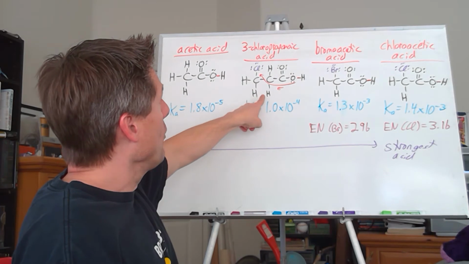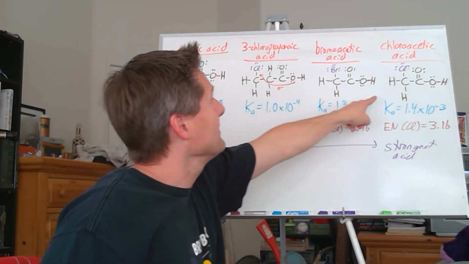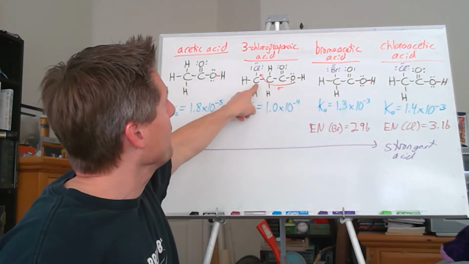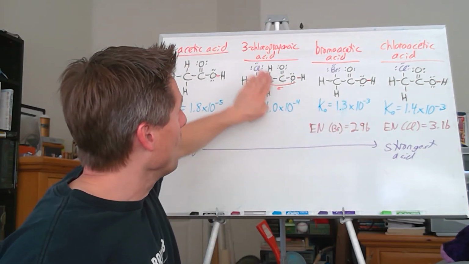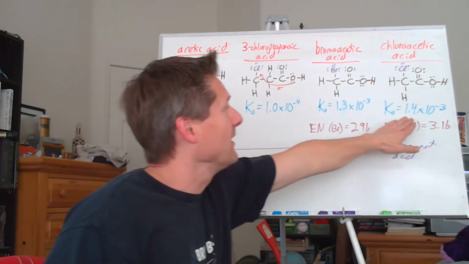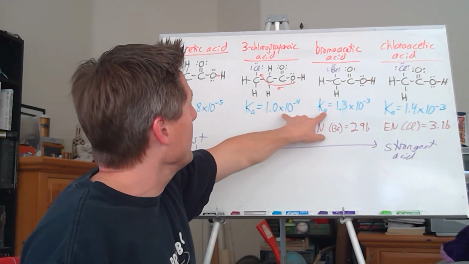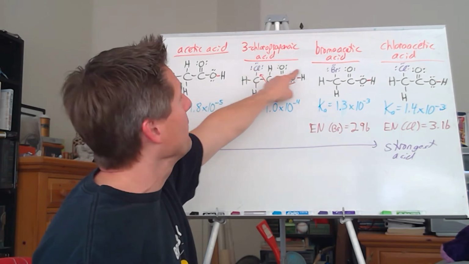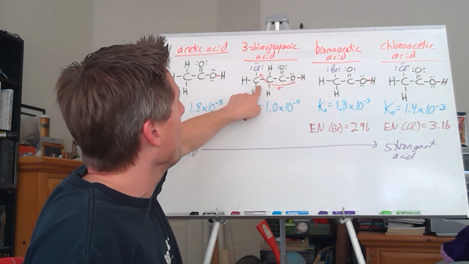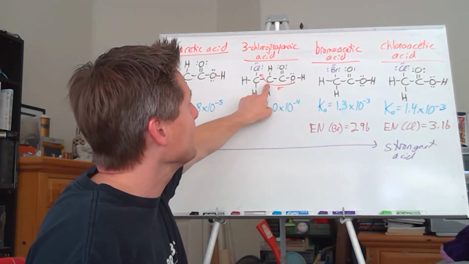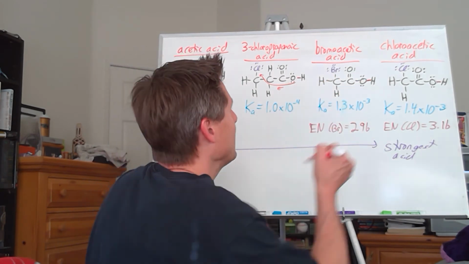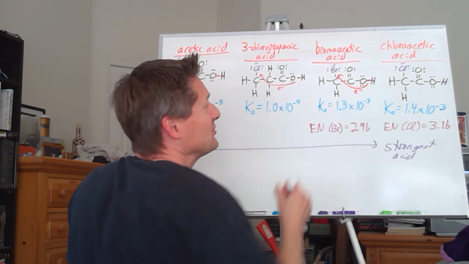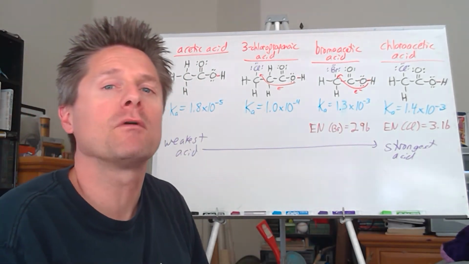And if you compare the 3-chloropropanoic acid to the chloroacetic acid, the chlorine is on the second carbon here, and it's on the third carbon there. So it's further away, which makes that a weaker acid than this one. And if you look at these two, even though these are different atoms, the chlorine's more electronegative than the bromine, but the chlorine's further away in the 3-chloropropanoic acid than the bromine is in the bromoacetic acid. So even though that bromine's less electronegative, it's closer and is having more of an effect.